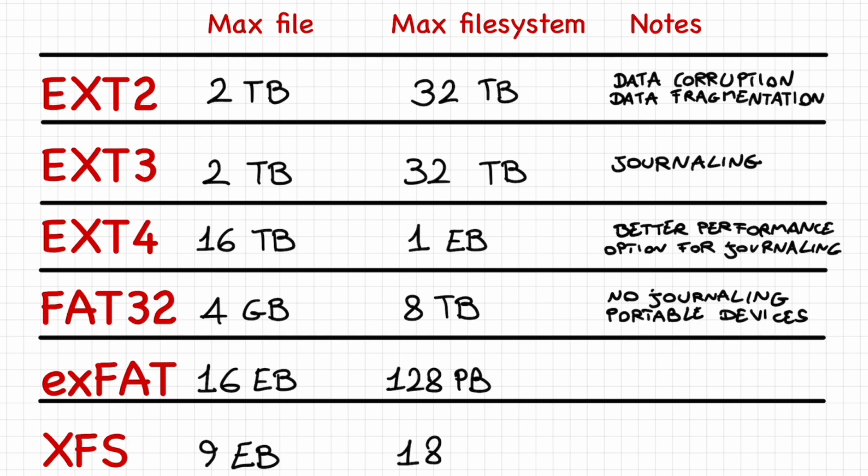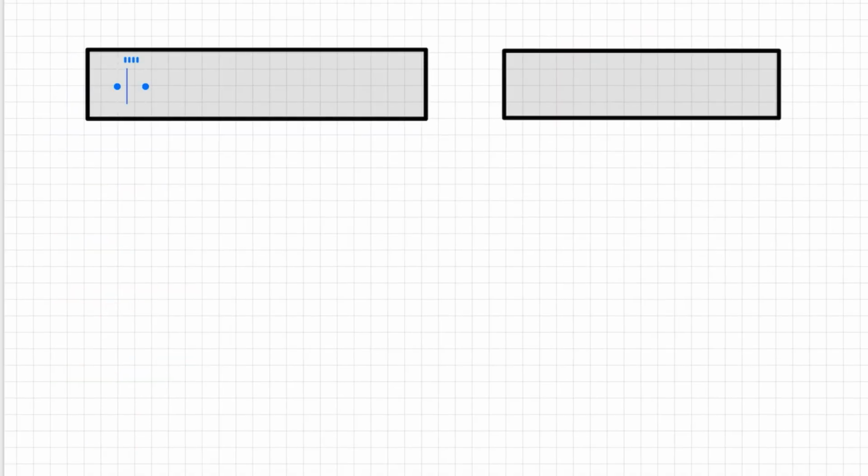But keep in mind that it doesn't work well with small files. A file can be up to 9 exabytes in XFS. XFS file system can be maximum 18 exabytes in size. Working with partitions means that you have to decide in advance how to organize the disk space.